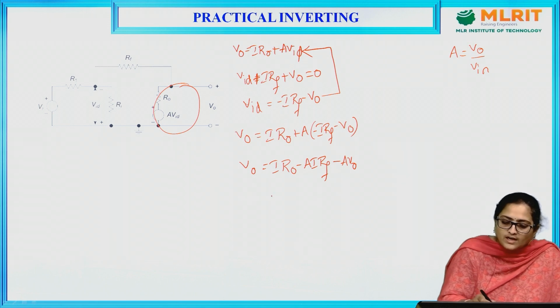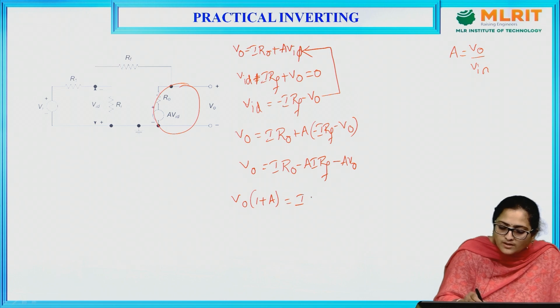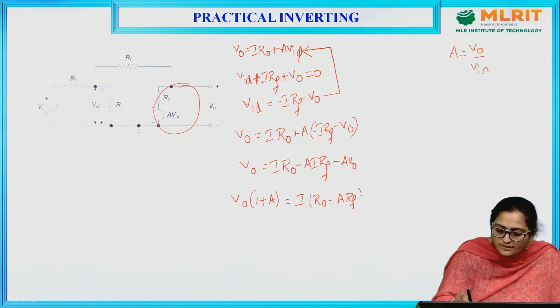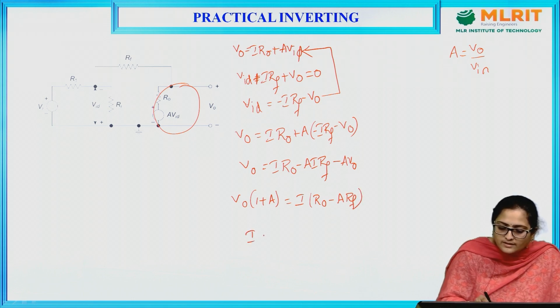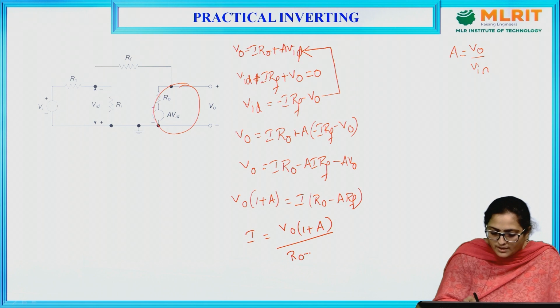So, if you take all the V0 terms towards the LHS, you can write V0 into (1 plus A) is equal to I common. If you take I common, you can write I into (R0 minus A into RF). So, you can write I is equal to V0 into (1 plus A) divided by (R0 minus A into RF).